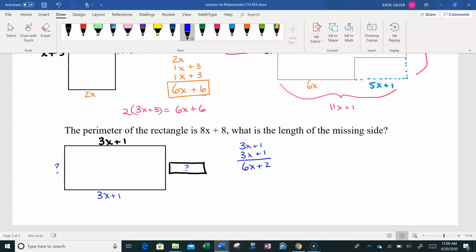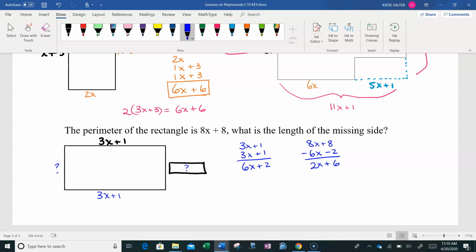If we know that the total perimeter is 8x plus 8, we have to ask ourselves, what piece are we missing? How much are we missing to add up to that 8x plus 8? So one way you could do it is you can just take the 8x plus 8 and then subtract these two lengths from it. So subtract 6x, subtract 2. Make sure you subtract both of them. And we can see that we still need 2x plus 6.